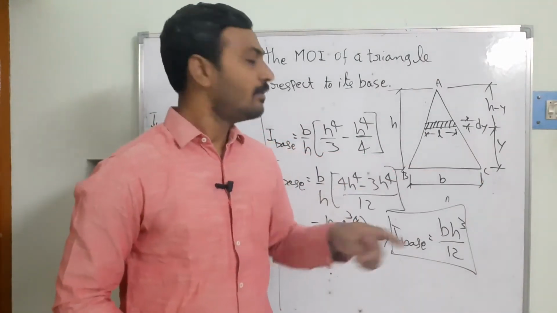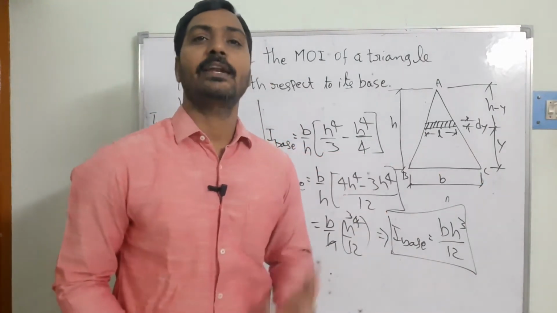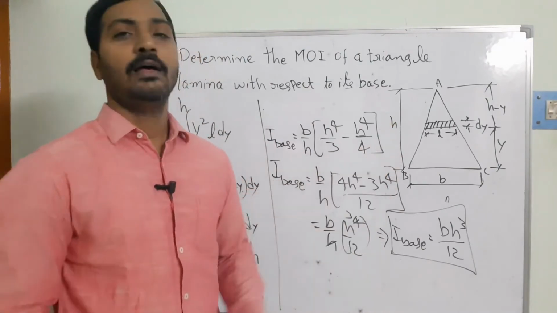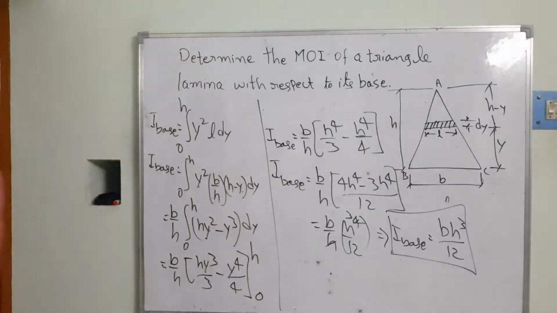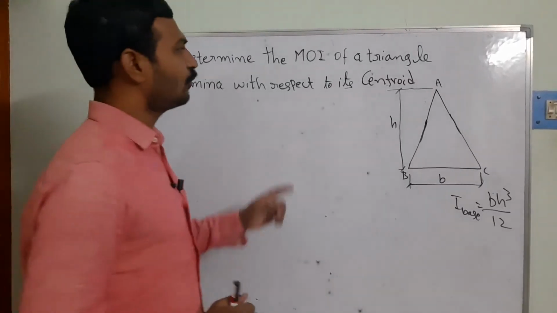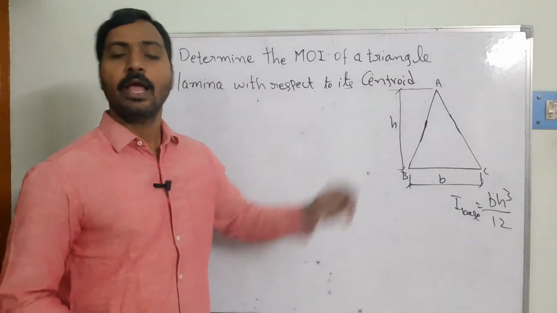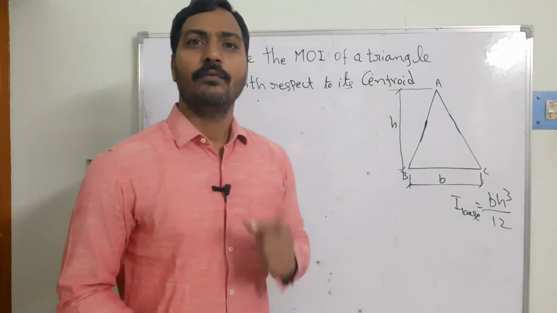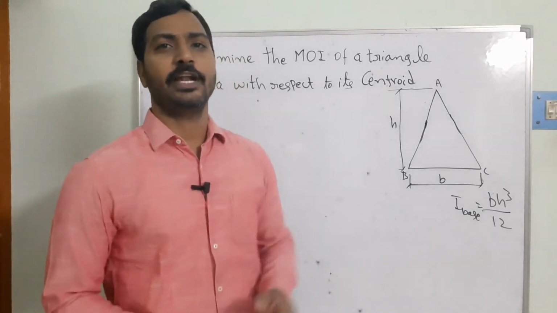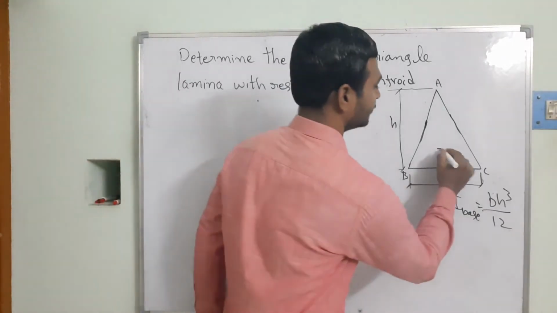Now we will see with respect to the centroid how we can determine the moment of inertia for the triangle lamina. Now we are trying to find out the moment of inertia of the triangle lamina with respect to the centroid. As we know, what is the centroid? Where the total area is going to be concentrated at that point. So that is going to exist over here.